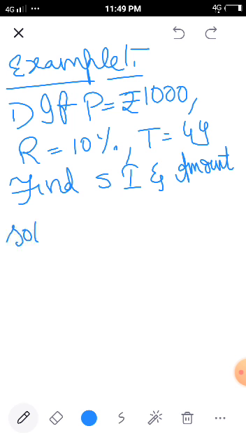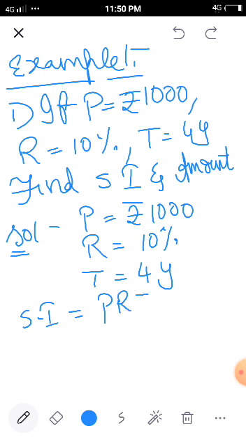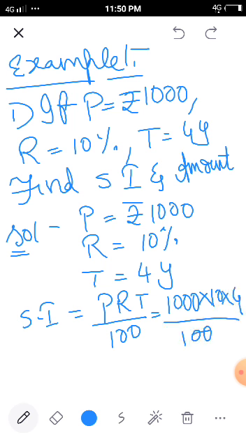Okay, now solution. Whatever is given, we have to write down first. Principal is 1000 rupees. Rate of interest is 10%. Time period is 4 years. Now simple interest SI equals PRT upon 100. So P is 1000, R is 10%, T is 4, upon 100. Two zeros cut, 10 into 10 is 100, 100 into 4 is 400 rupees. Okay, 400 rupees is the interest.